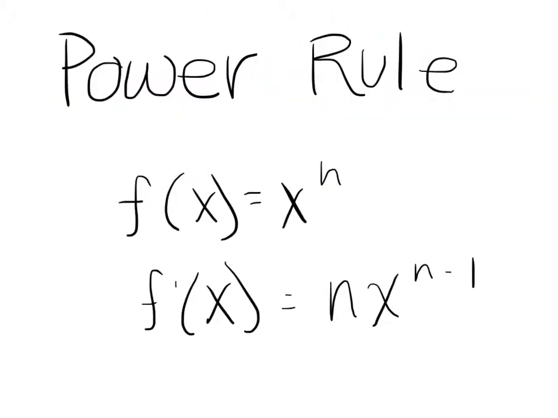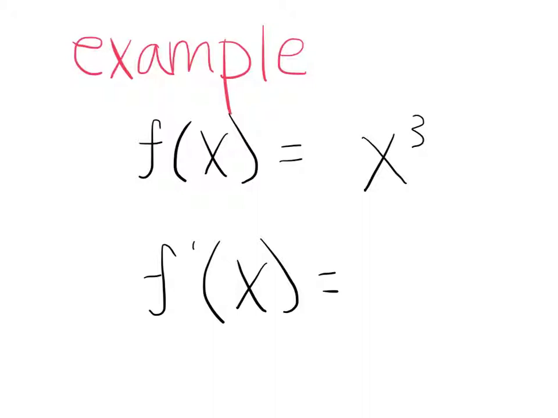The power rule is a way to find derivatives that comes in very handy. In the function f of x equals x to the n, the derivative can be found by multiplying x by the n, nx, and then subtracting 1 from the power of x. This seems a little confusing, but is illustrated better with an example. If f of x equals x cubed, we can find f prime of x by taking n and bringing it down, making that 3x, and then subtracting 1 from the power. So the derivative is 3x squared.